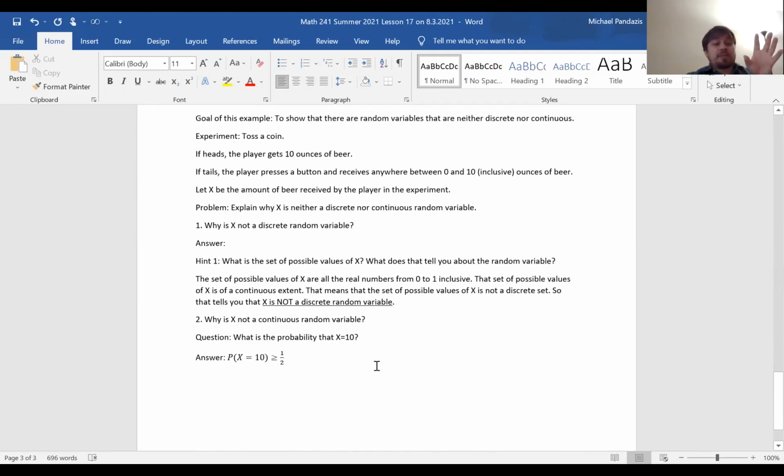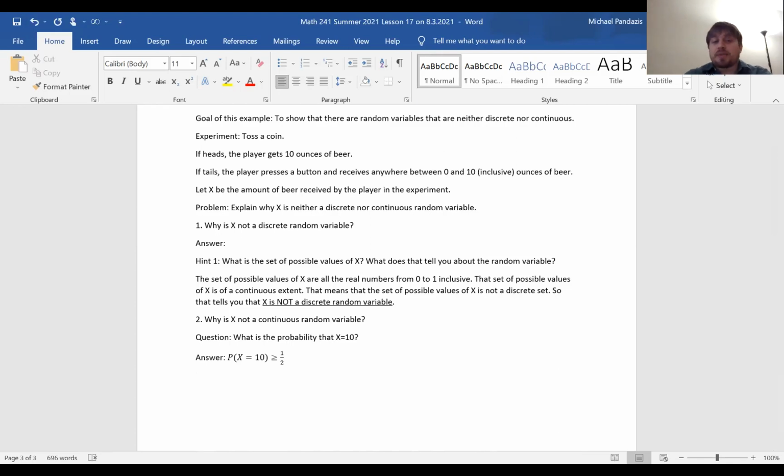But now the fact that the probability of x equals 10 is greater than 1/2, what does that tell you? How can you deduce from that x is not a continuous random variable? Using rule 1 that I just said there. Okay, so we're at a time, so I have to quickly say the answer so I can end class on time, or close to on time.